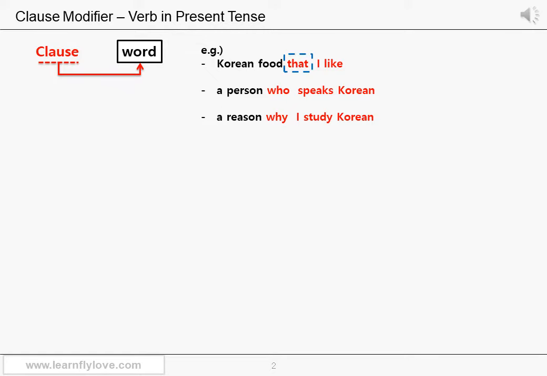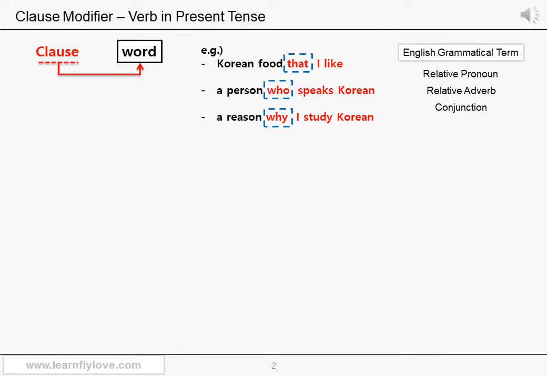That, who, and why have their roles and there are grammatical terms for them in English. But let's not even mention the English grammatical terms. It's not necessary. Plus, you don't use such grammatical elements in Korean at all. We'll tell you more specifically very soon.